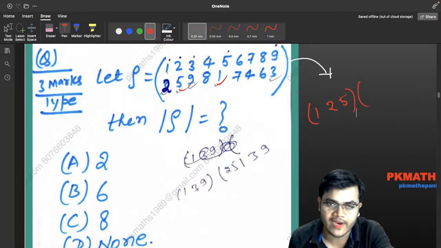Rajiv ji, you are also welcome. Rajiv ji, you are saying B only, right?